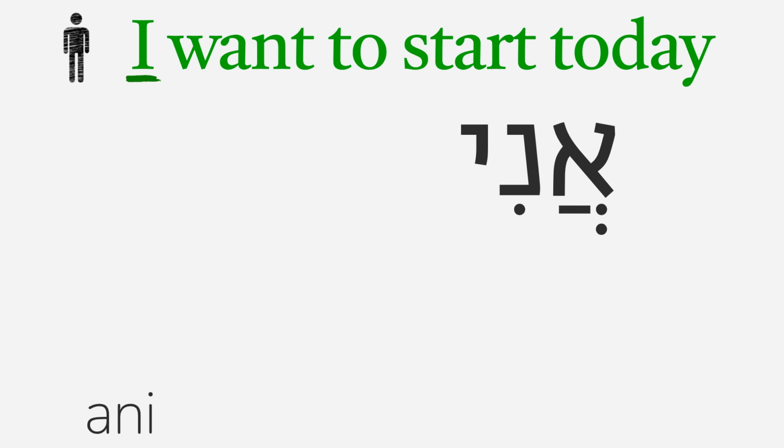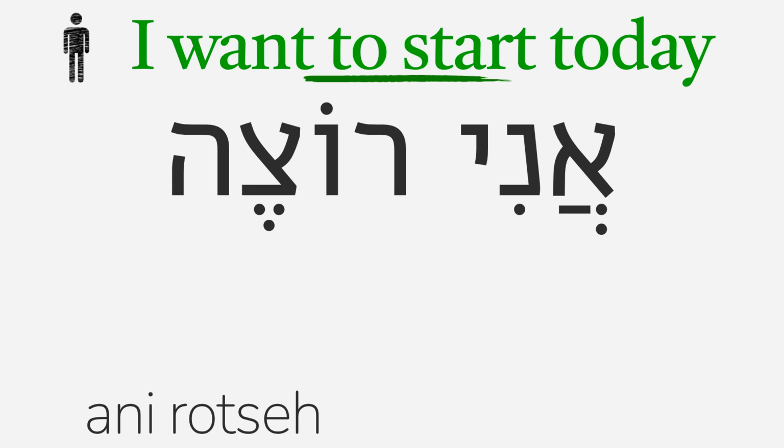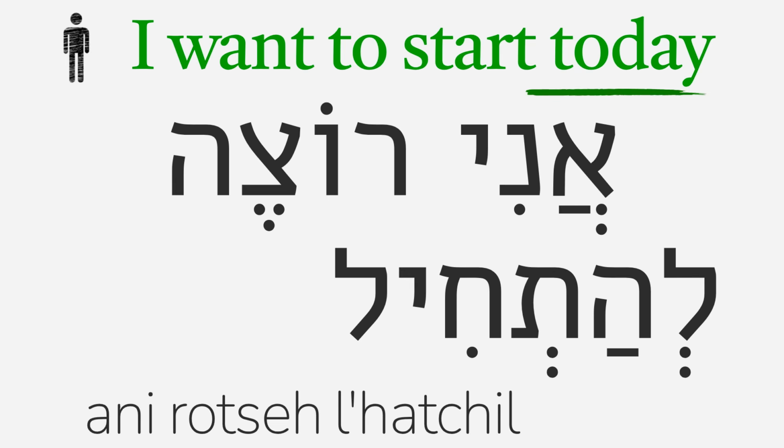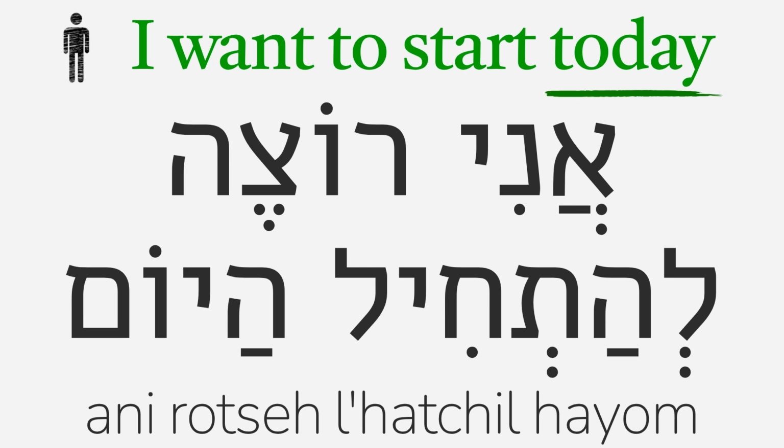Let's end today by saying, I want to start today, where the I speaking is a man. I is ani, and want is the masculine singular form of the kal present tense, rotzeh. To start is the hifil infinitive lehatchil, and today is hayom. Ani rotzeh lehatchil hayom. I want to start today. And that's all for today.